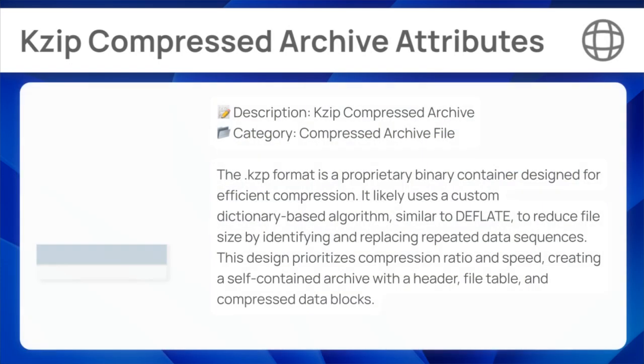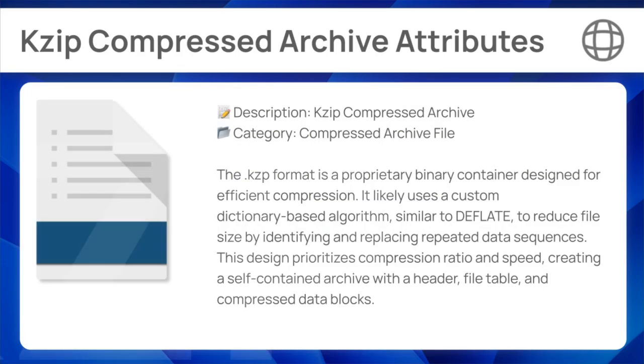The KZP format is a proprietary binary container designed for efficient compression. It likely uses a custom dictionary-based algorithm similar to DEFLATE to reduce file size by identifying and replacing repeated data sequences. This design prioritizes compression ratio and speed, creating a self-contained archive with a header, file table, and compressed data blocks.